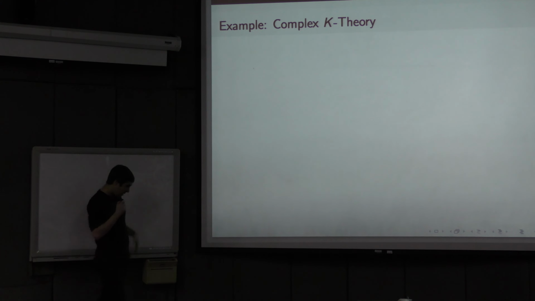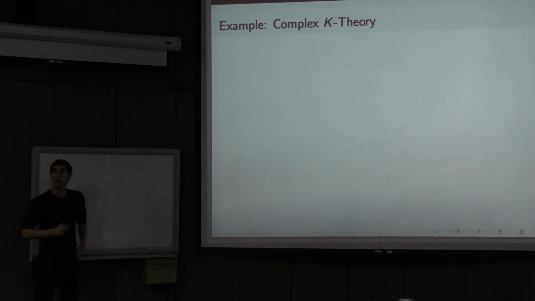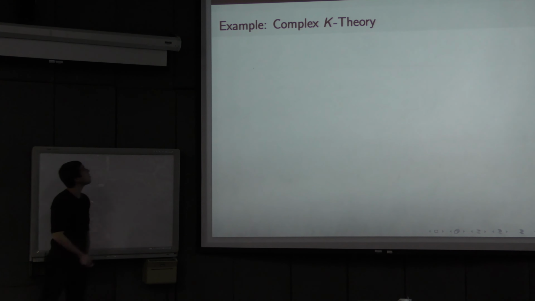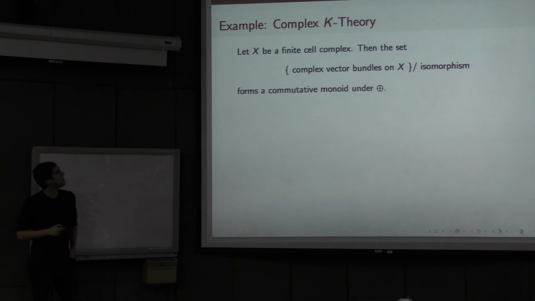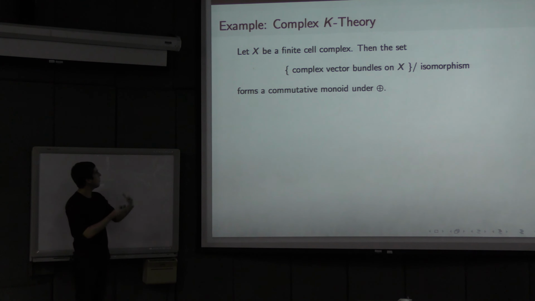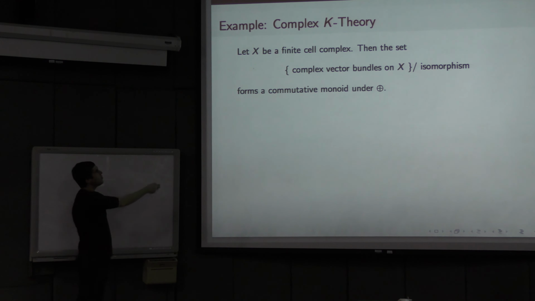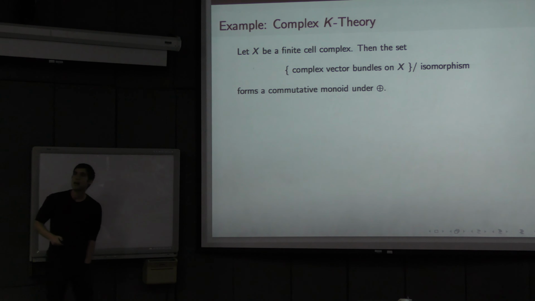So one of the most important examples of a cohomology theory, other than ordinary cohomology, was introduced by Atiyah and Hirzebruch. It's called complex K-theory. So let's say that X is a nice finite space, like a finite cell complex or a compact manifold or something like that. Then you can look at the collection of complex vector bundles on X up to isomorphism.